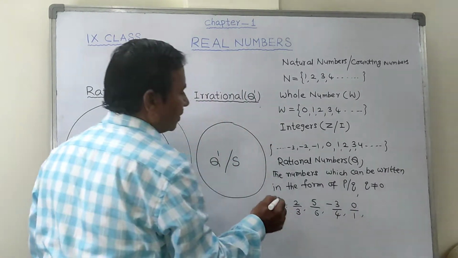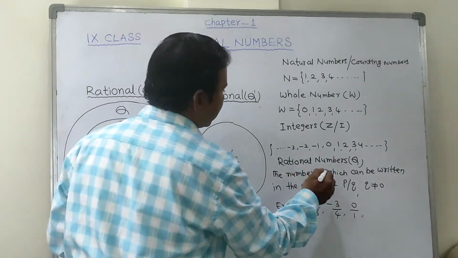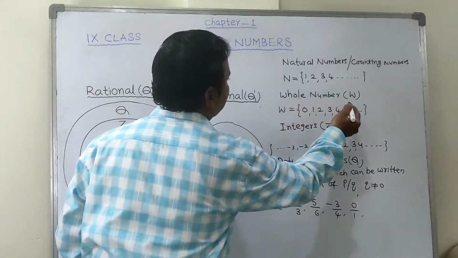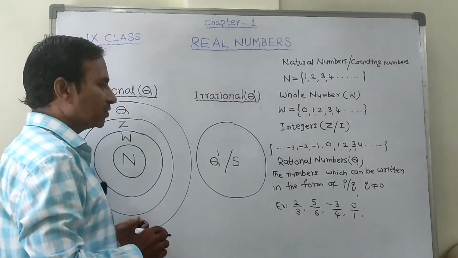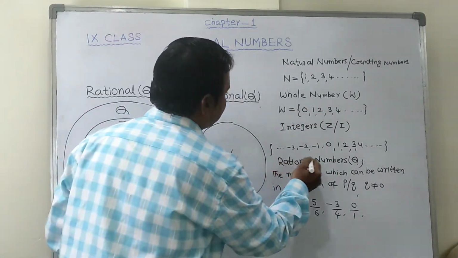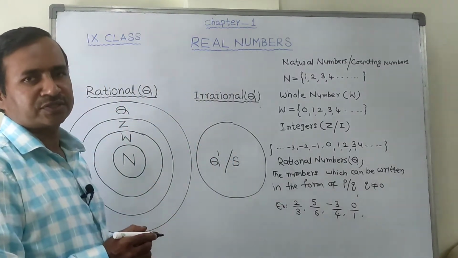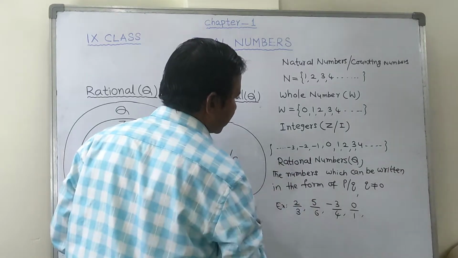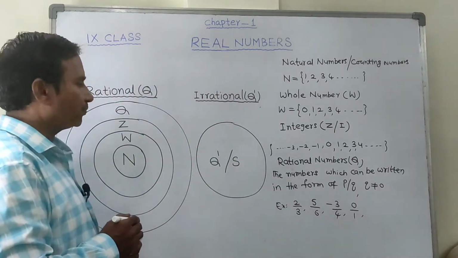So like this we can say its formation is like p by q, but we can't say the starting number and ending number like that. Why? Because an infinite number of rational numbers will be there between two rational numbers. So these are the rational numbers Q.